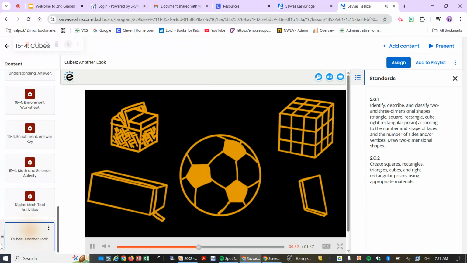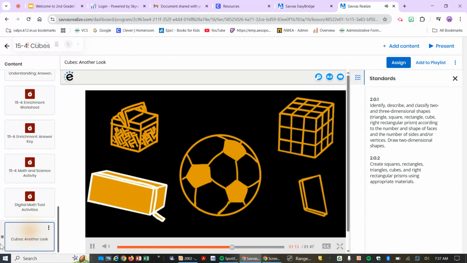Do you see another cube? How about this one? The basket is a cube? How do you know the basket is a cube? That's right. It has 6 faces that are squares, 12 edges, and 8 vertices. Do you see another cube?